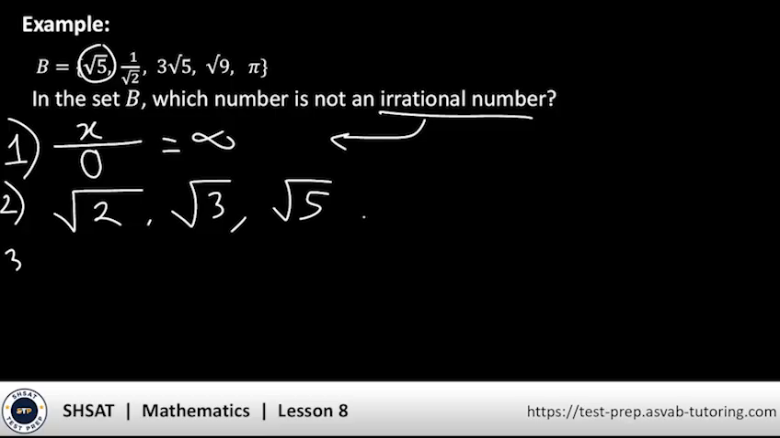Number 3, also cube roots: cube roots of a non-perfect cube. If you do cube root of 2, it will not give you a perfect answer. But because 2 cubed is 8, the cube root of 8 is going to be 2, so that is a rational number. In this question we don't have any cube roots, but I'm still helping you out with this so that you understand what irrational numbers are.